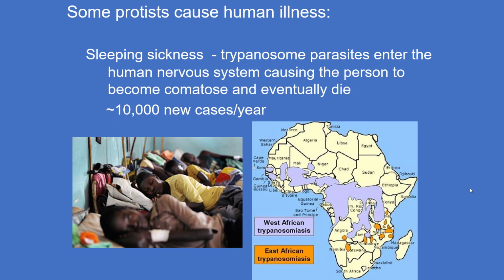Here is another example of a disease caused by a protist. So once again, by protist, I mean a eukaryotic organism, in this case a single cell. This is an organism known as a trypanosome, and it enters the nervous system, causing individuals who get it to become comatose. So they go into a coma, and eventually they die. There are over 10,000 new cases a year, and you can see where those cases are generally located there.